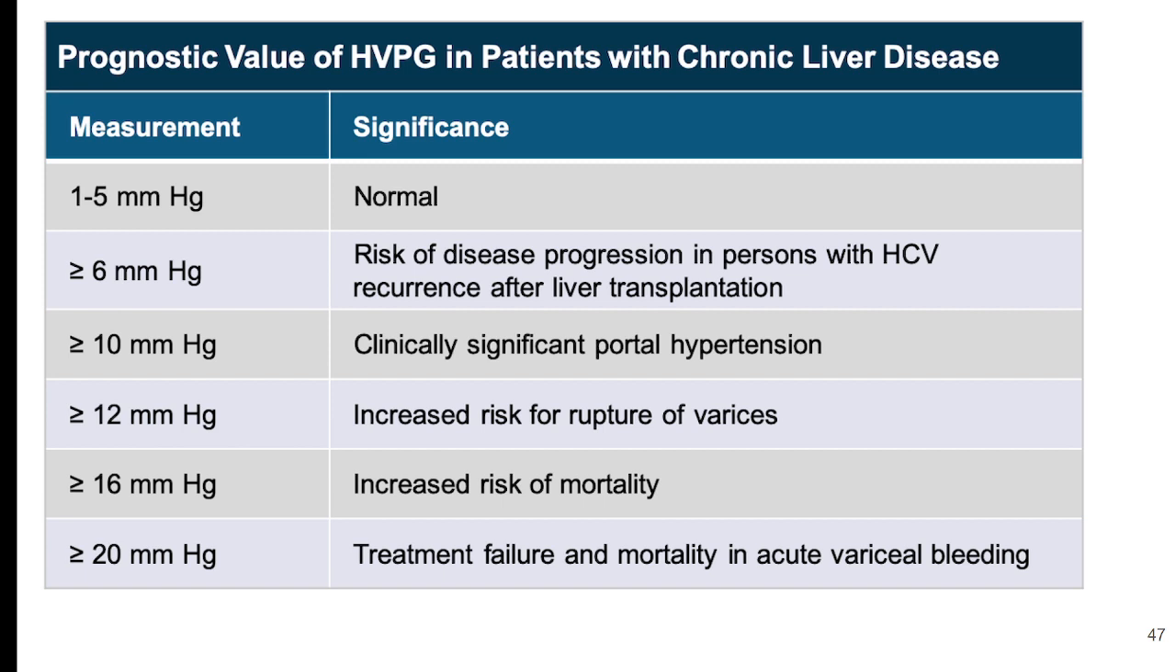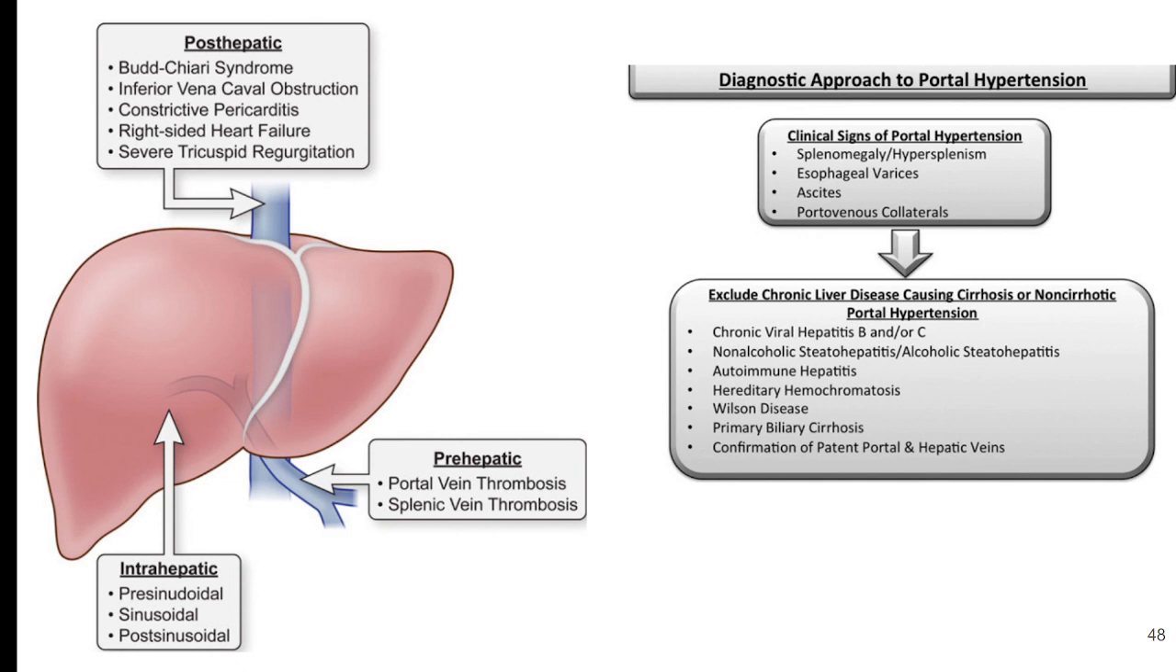When the pressure gradient is more than 16 millimeters of mercury, then there is a high risk of mortality. Usually, the treatment would be considered a very high mortality and virtually hopeless condition. Practically, when the pressure is more than 20 millimeters of mercury, no treatment can help, and it results in acute bleeding as such.